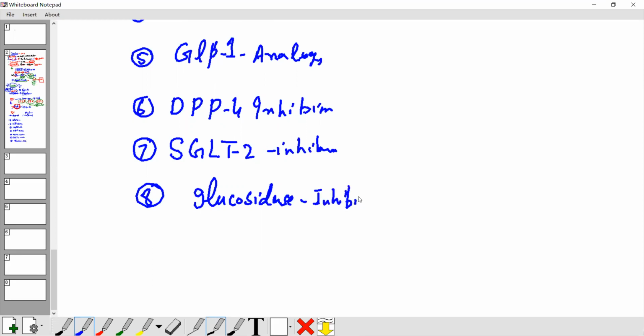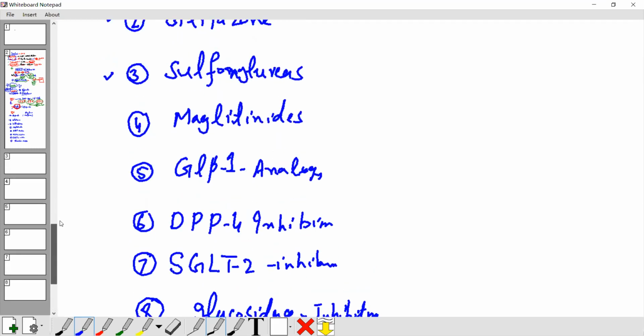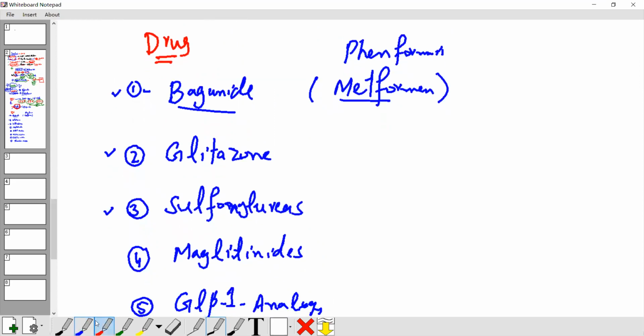Oh, it's a big list of drugs for diabetes, yeah? But don't worry, I will make it easy. Biguanides, metformin. First, you guys need to understand how these drugs are working, okay? Don't worry about their names. You must know which group, how they're working.